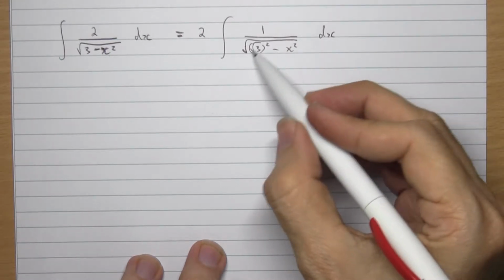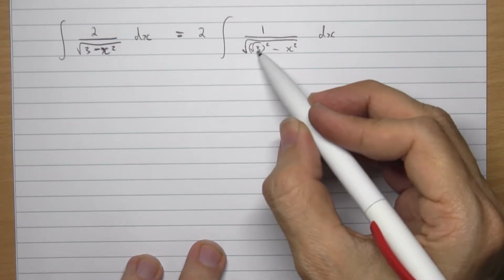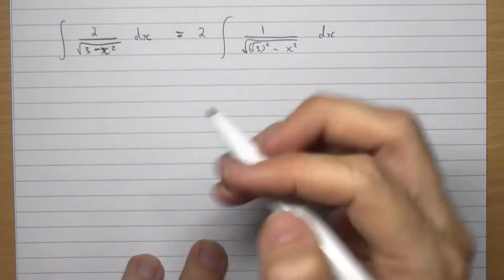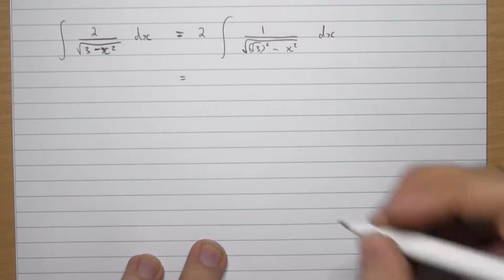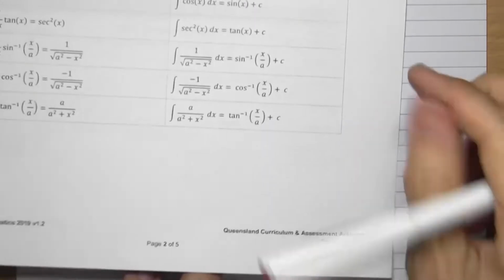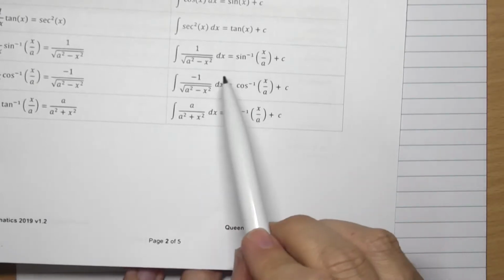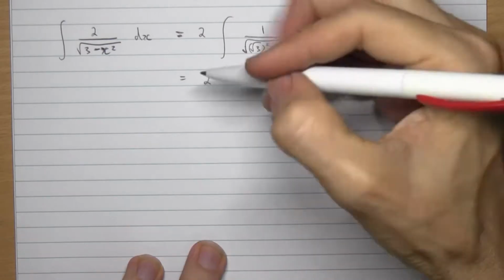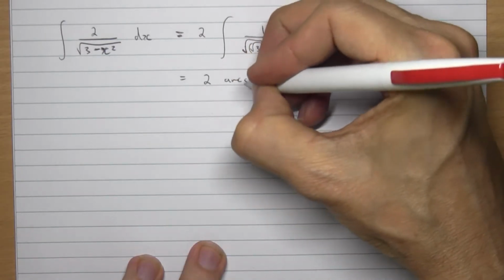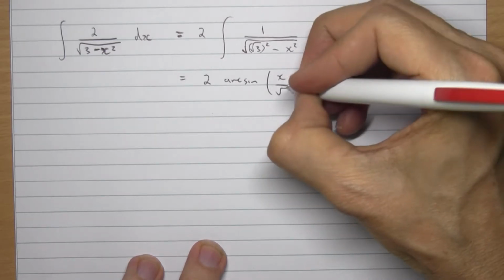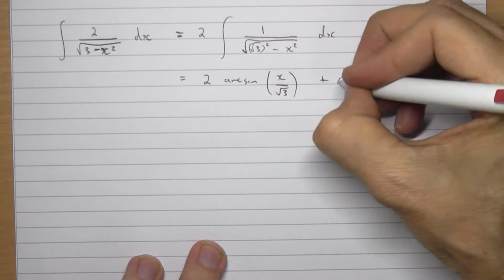If it helps you, you can do this. I wouldn't normally. In fact, I want you to get to the point where you can go straight from this to the next line. And the next line says 2. Now, what was my formula from the formula sheet? It was arc sine x on a. 2 arc sine x on root 3 plus constant.